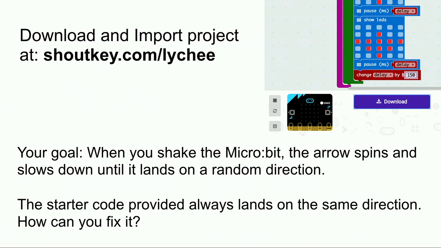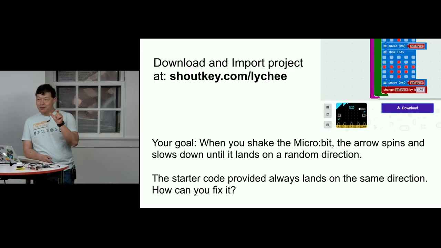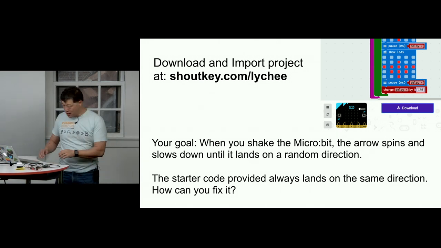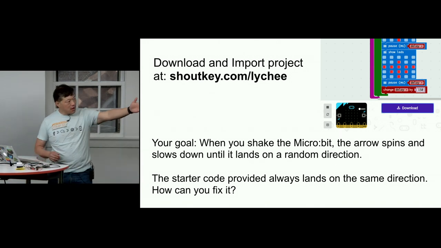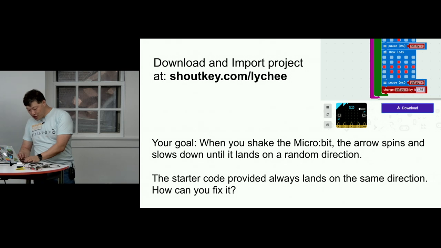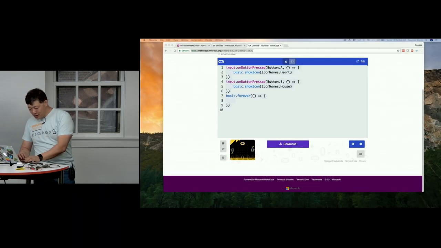It's just a quick URL that's going to bring you up to the board game arrow. If you're watching this later, if you're not watching this live, go back to tinyurl.com/microbitworkshop, and you'll see a link, board game arrow, challenge one, there. And that's actually the MakeCode link. That's the permanent link. But if you go to shoutkey.com/lychee, you'll come up with a program that I just shared that, I'll show you what I want to do with it.